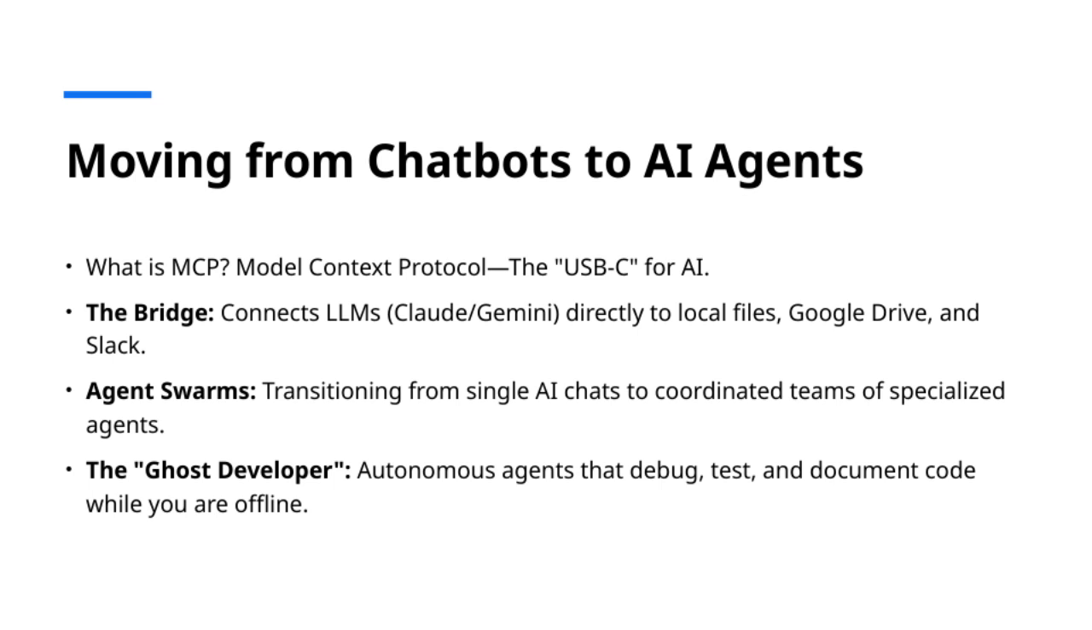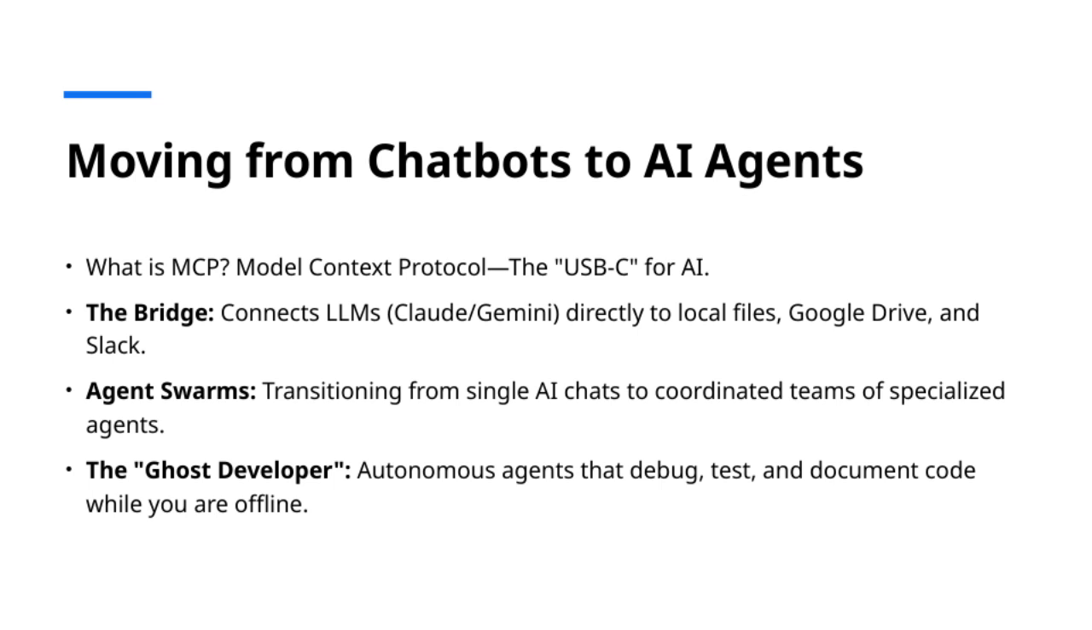Next, we have agent swarms. Instead of relying on a single AI chat, we're moving toward coordinated teams of specialized agents working together. This shift enables more complex tasks to be handled efficiently, with each agent bringing its own expertise to the table.